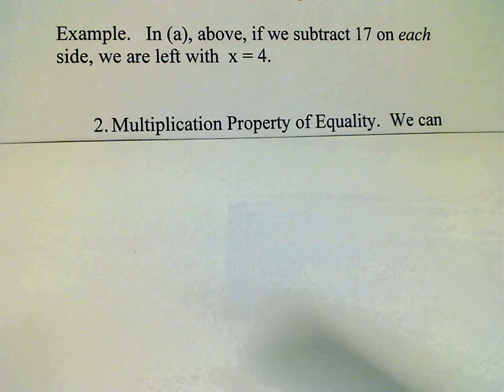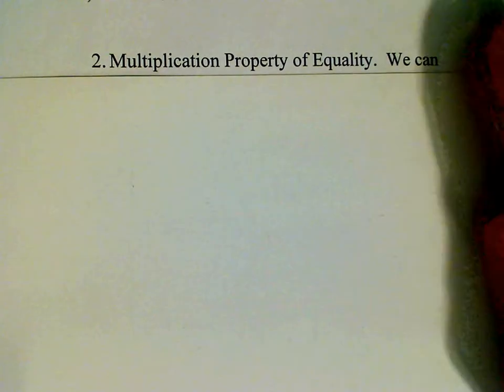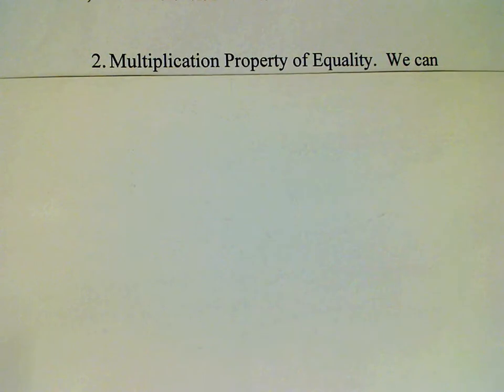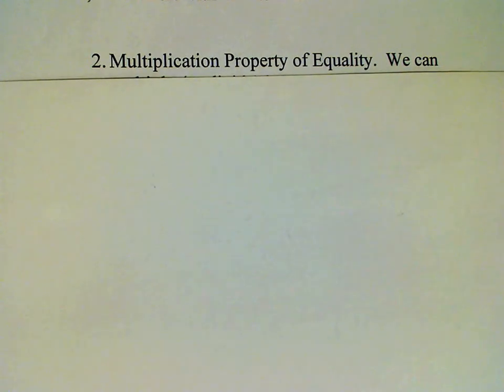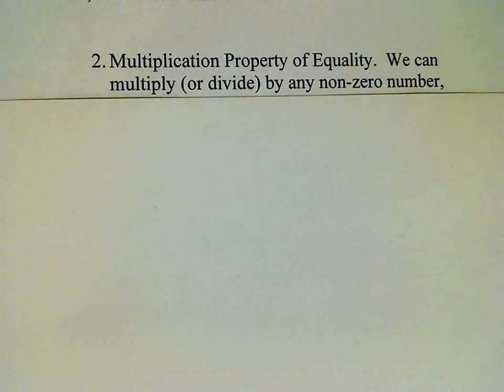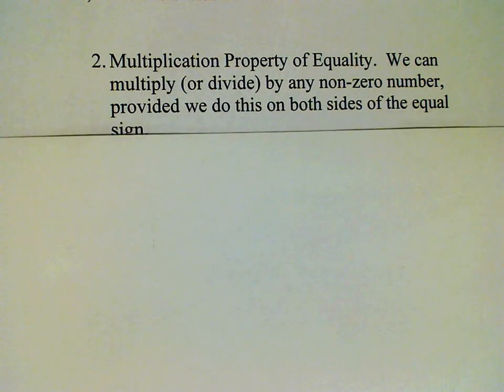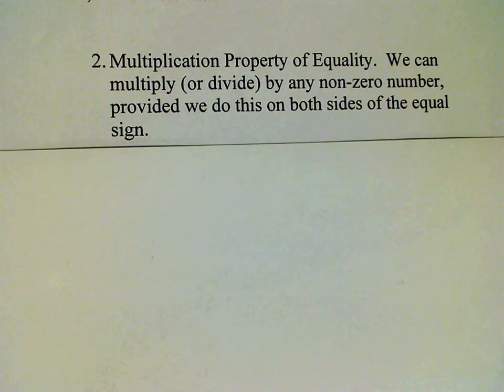Okay, our second tool for solving linear equations is the multiplication property of equality. And this gives us a similar tool for multiplication, namely that we may multiply or divide by any non-zero number, again provided that we do this on both sides of the equal sign. Now it is true if we multiply by 0 that we still have a true statement, but this is not helpful because although it's true that 0 is equal to 0, it does not help us to find a solution to the equation.